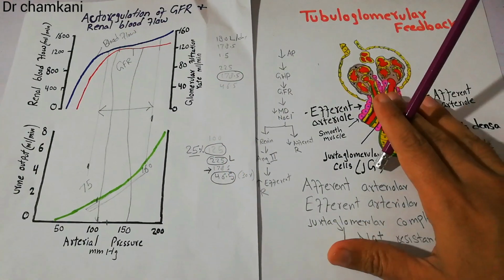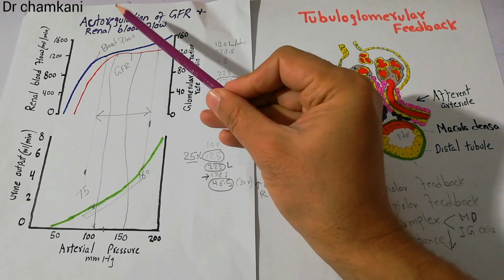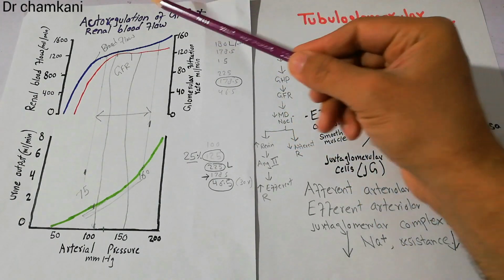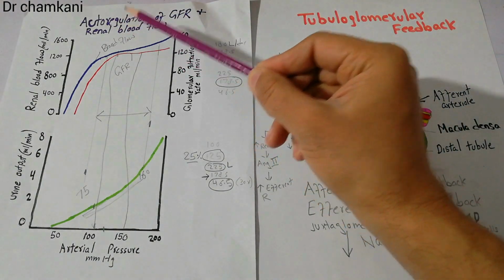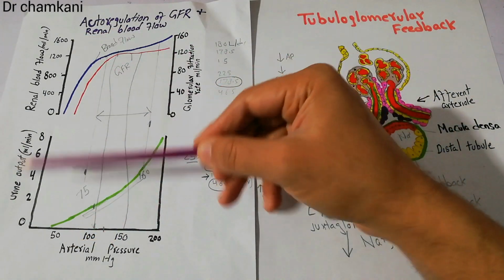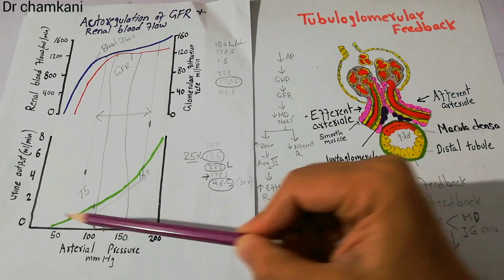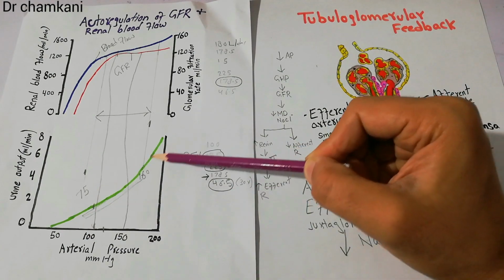In the last two lectures, we talked about the autoregulation of GFR and renal blood flow, and we discussed that autoregulation simply means the ability of the kidney to maintain a nearly normal level of GFR and renal blood flow despite changes in the arterial pressure. With the help of this graph and curve, we explained that when the arterial pressure increases, the urine output increases. When the arterial pressure decreases, the urine output decreases.